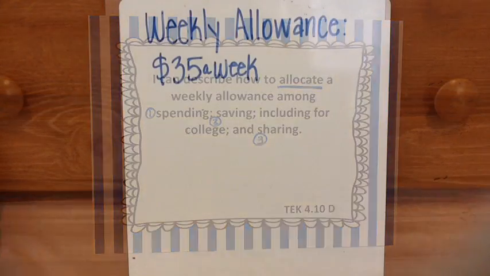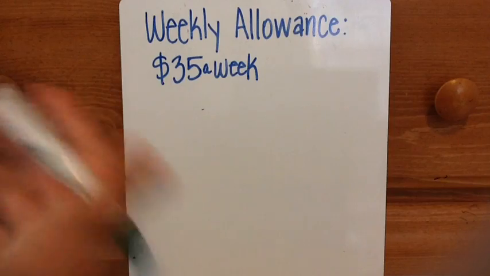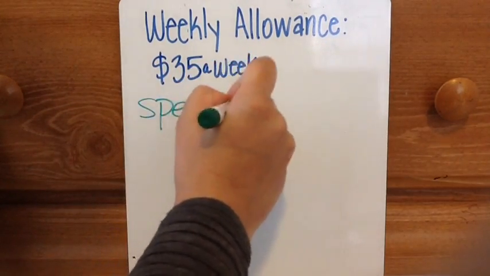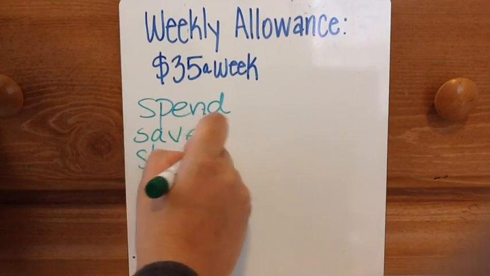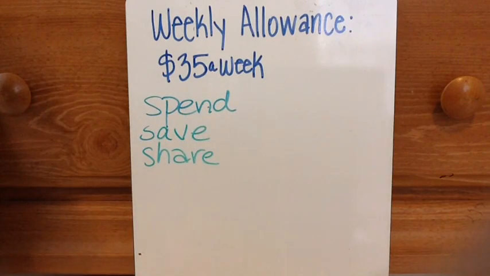So let's get started. Let's start with a weekly allowance of $35 a week. Okay? Now, if you're getting $35 a week, you have several options. You can spend it all, you can save some of it, and you can share some of it. Okay? So if you spend it all, then you have $0 for the next week, and you'd have to wait for your allowance to come in order to spend again.